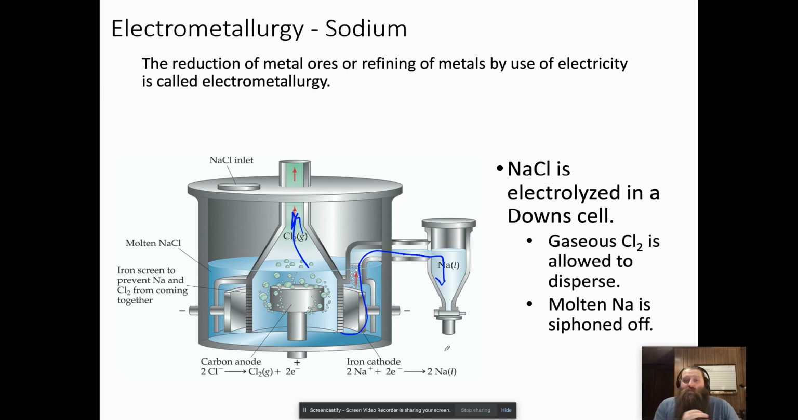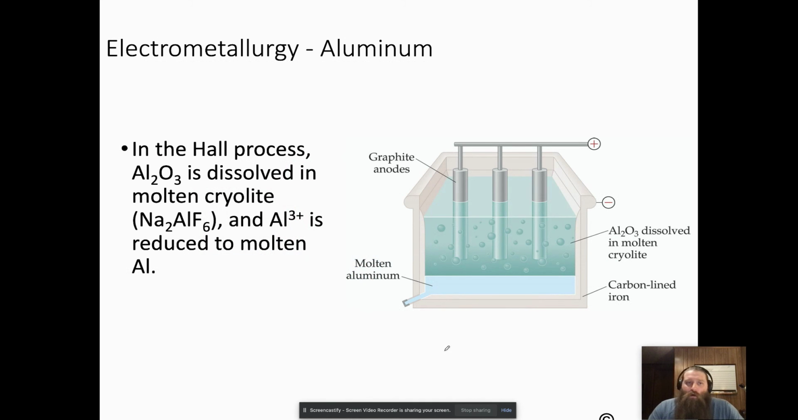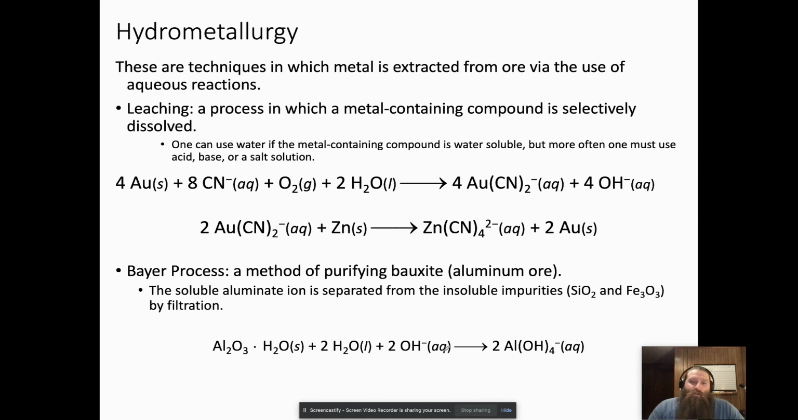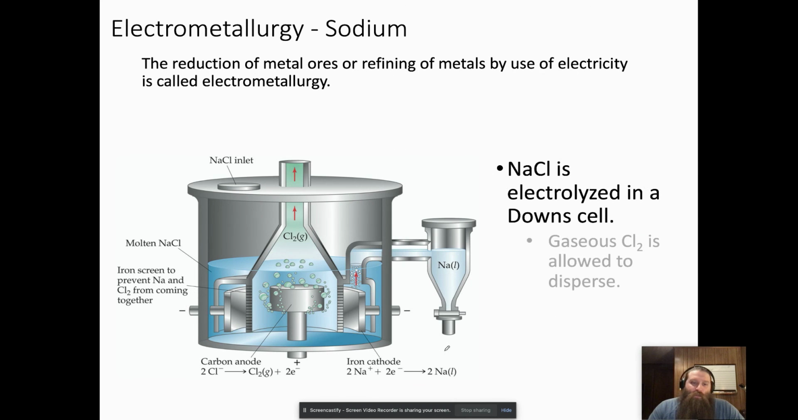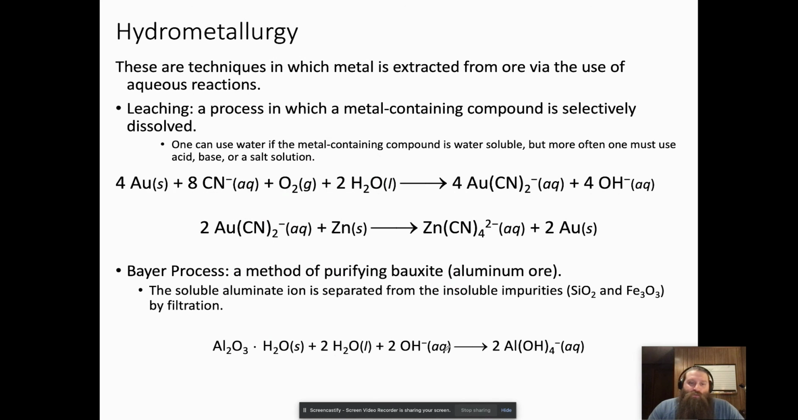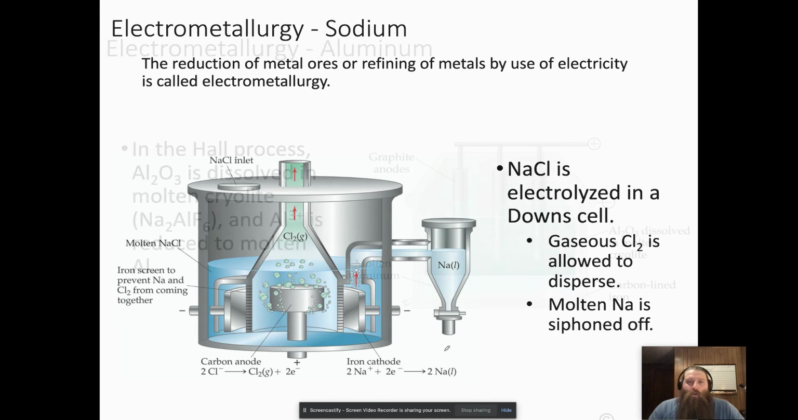Now, it's really important in this Downs cell that we keep oxygen away from the sodium, right? And we keep water away from the sodium. So both of those things would be bad to encounter with our Downs cell. Aluminum is also purified using electrometallurgy. So that's why I said go back and read about the Bayer process in your textbook, because it's going to involve a little bit of electrometallurgy as well.